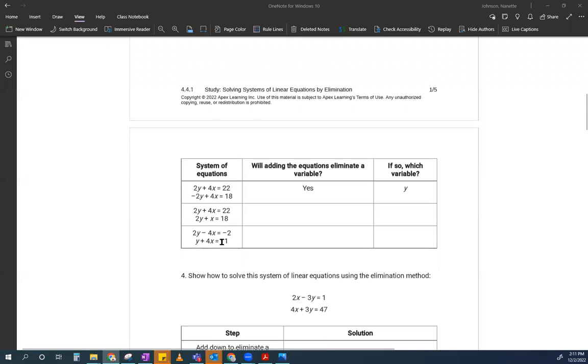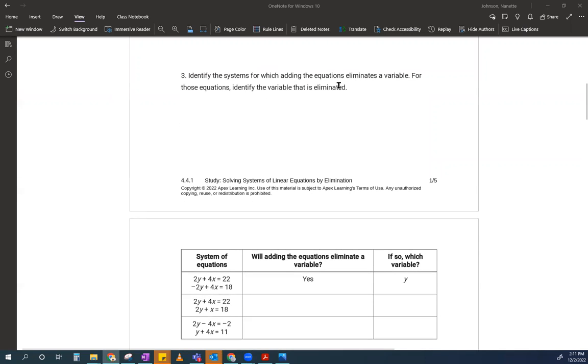So in this one here, they want you to identify the systems for which adding the equations eliminates a variable. So if I added these two, would a variable be eliminated? And you're like, yeah, look. When they say adding the equation, it feels weird because you've actually never added equations before. You've added numbers, you added x's, you've added y's, even in second grade and third grade, and maybe even in kindergarten, you added blocks or oranges or apples or whatever the case might be. So now this is no different. We're just adding equations together, and it's a pretty neat, nifty way for you to understand how to do this.